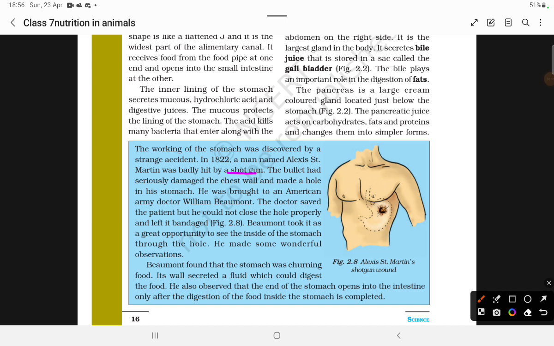The bullet had seriously damaged the chest wall and made a hole in the stomach. Can you see here? Chest wall, and here it went in through a hole. He was brought to the American Army doctor William Beaumont. The doctor saved the patient, but he could not close the hole properly and left it bandaged.